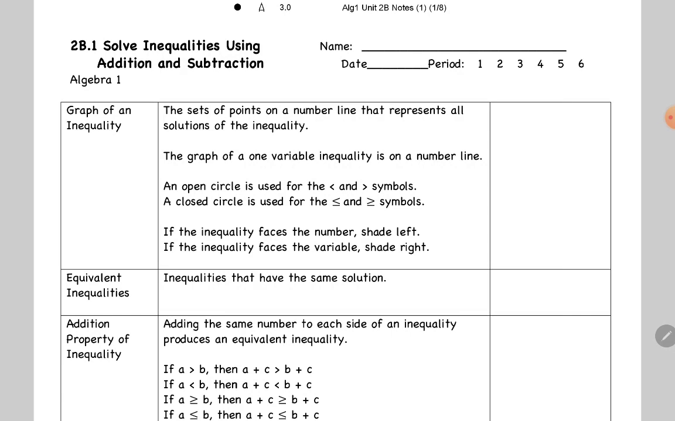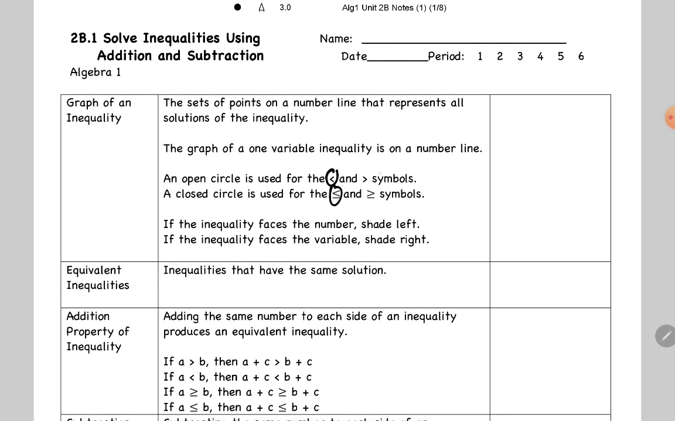Today in Unit 2B, we're going to be solving inequalities using addition and subtraction. So we're getting more practice adding to both sides, subtracting from both sides, and dividing, but we're going to be working with inequalities. Remember, equations have an equal sign, expressions have no equal sign, and inequalities have these symbols: less than or equal to, greater than or equal to.